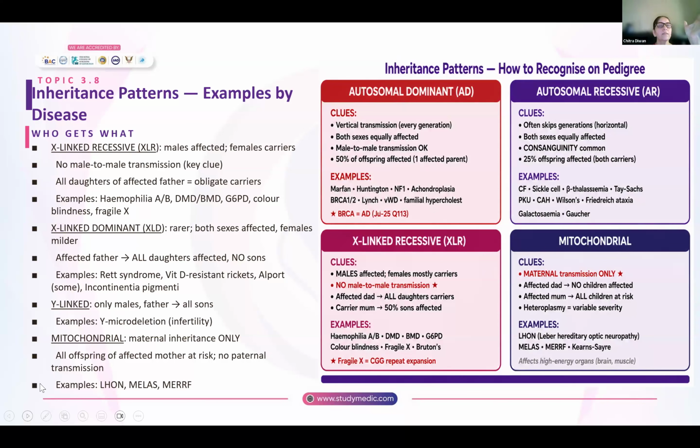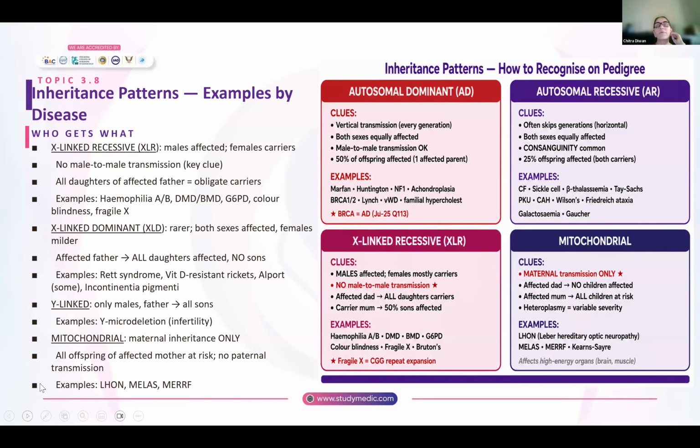Now, Y-linked. The Y chromosome is going to be transmitted only to the males. So whenever you see transmission only from the father to all sons, it will be Y-linked. And very few of them are there. Whenever you have microdeletions in the Y chromosome leading to infertility, those are Y-linked disorders.